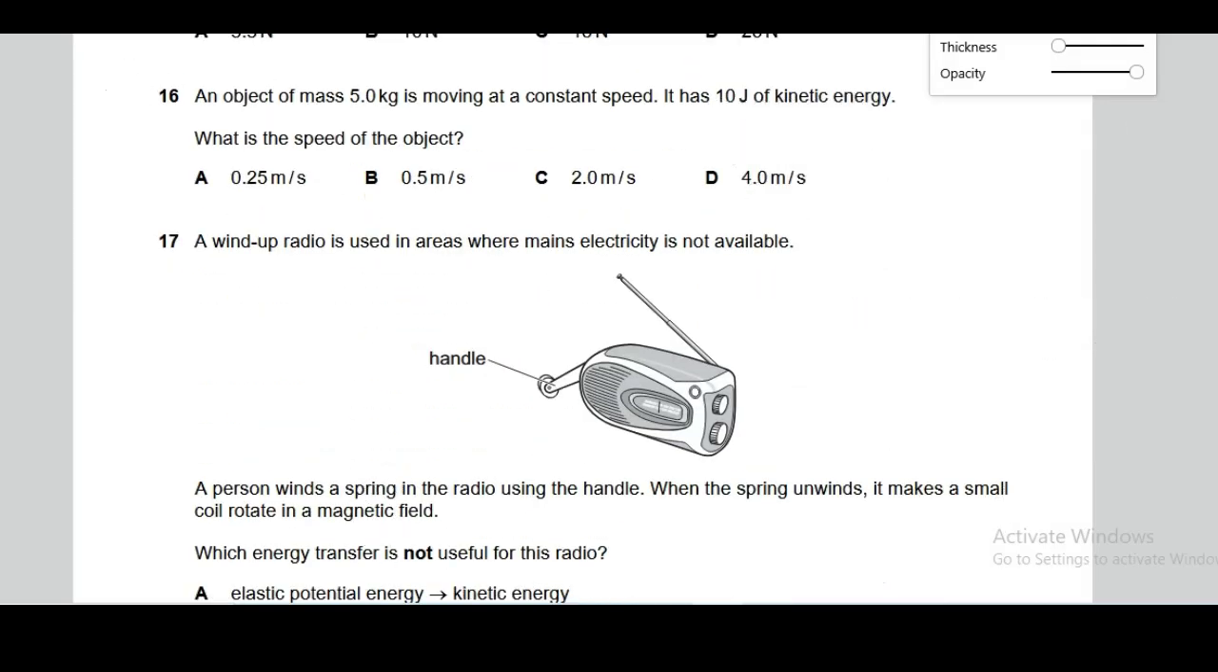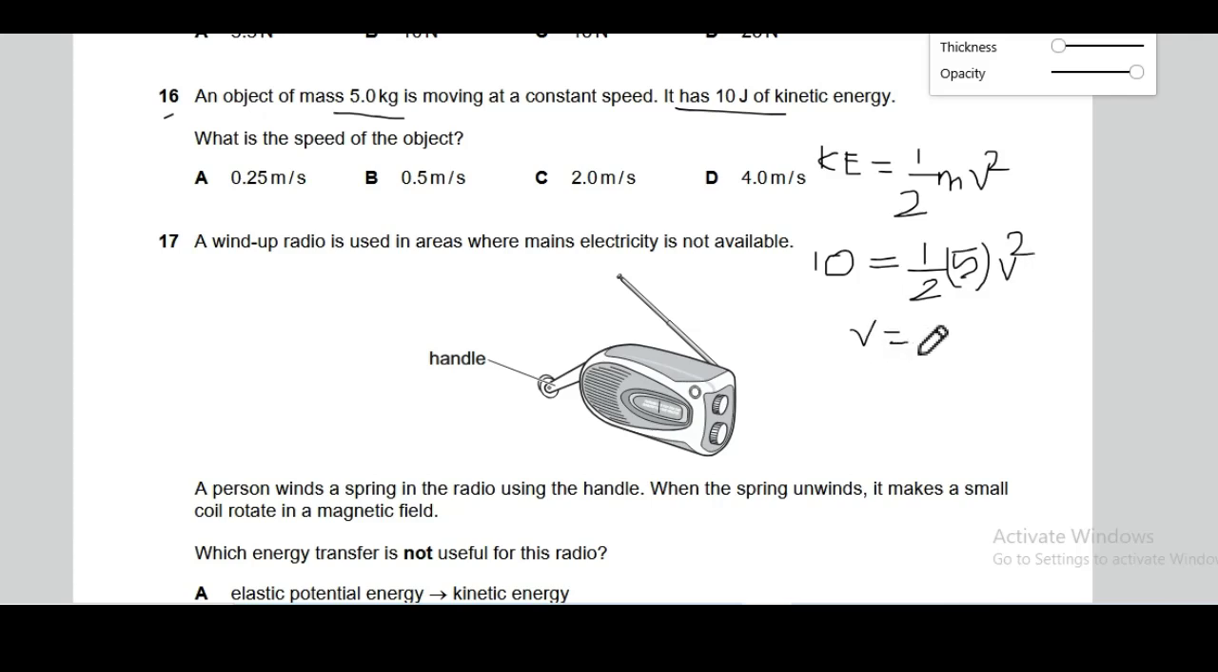Question 16. An object of mass 5 kg is moving at a constant speed. It has 10 joules of kinetic energy. What is the speed of the object? We have the mass and the amount of kinetic energy, so we can just use the formula for kinetic energy, which is half mv square. So kinetic energy is equal to 10, is equal to half multiplied by 5 multiplied by v squared, and v is equal to 2 meter per second.